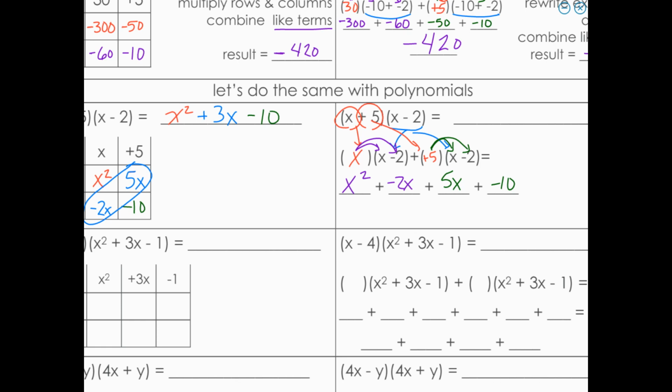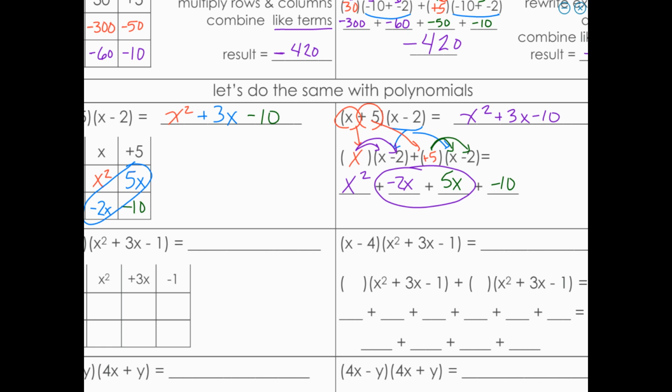What are my like terms? My like terms end up right here in the middle. Meet you in the middle. So we've got x squared plus 3x minus 10. And look, we got the same answer again.